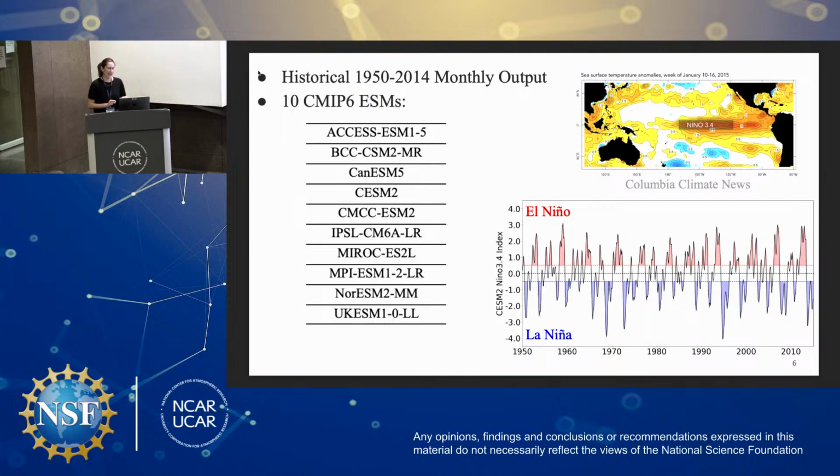So I was looking at fully coupled historical simulations from 1950 to 2014 using monthly output, these 10 CMIP6 Earth system models. For each model, I computed a model-specific Nino 3-4 index from area average sea surface temperatures in that top box. And that comes out looking like something on the bottom. That's CESM2's Nino 3-4 index. You can see if it's above 1, that would be a strong El Nino.